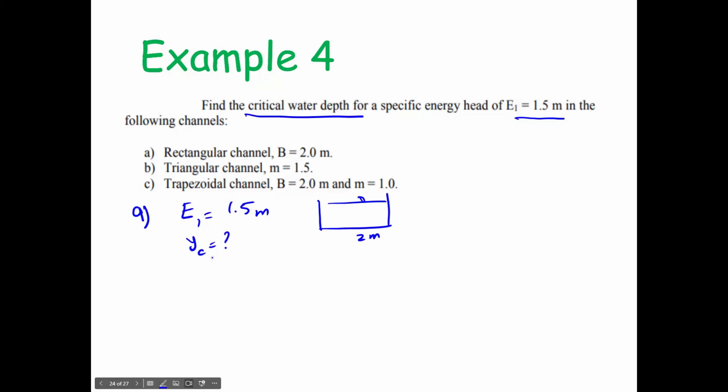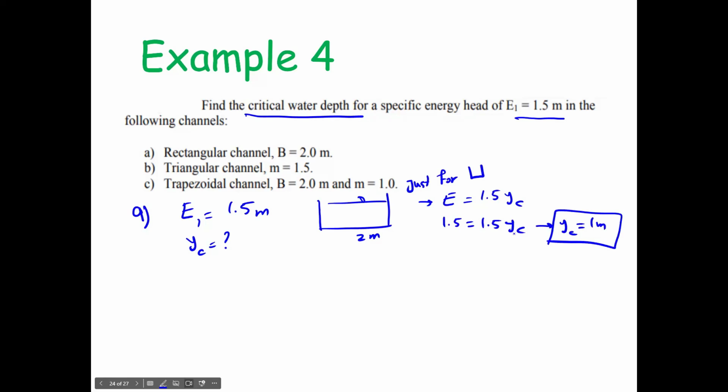I have two ways: writing the exact E from scratch. But if you remember, I gave you a very, very simple equation, which says that E is equal to 1.5 YC. Do you remember that for just rectangular? 1.5 equal to 1.5 YC. So YC is 1 meter. The easiest way. B, that's it.